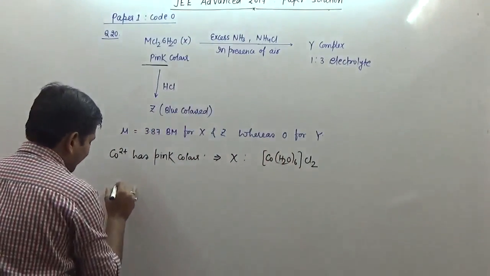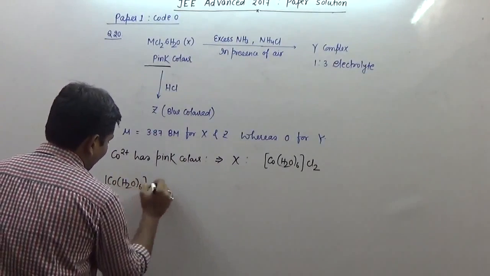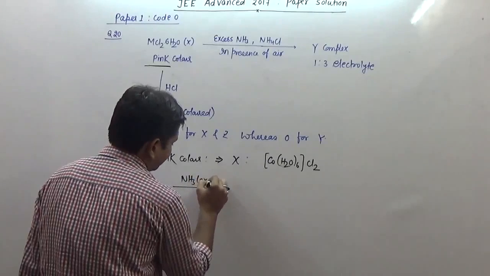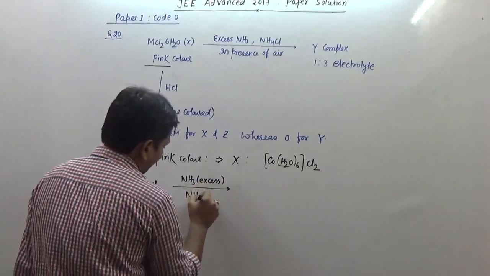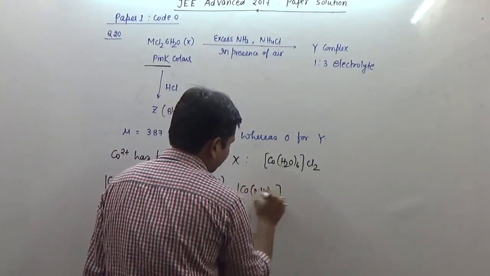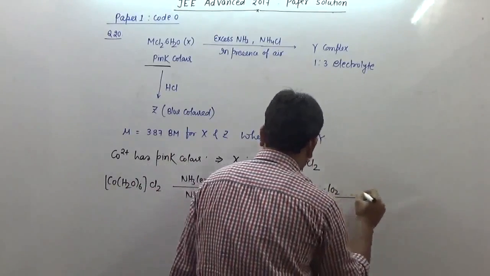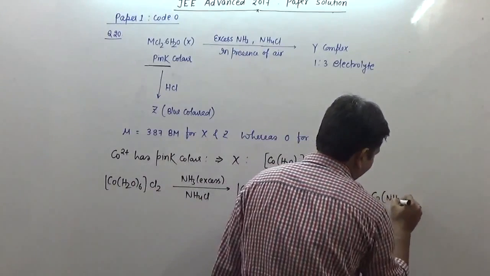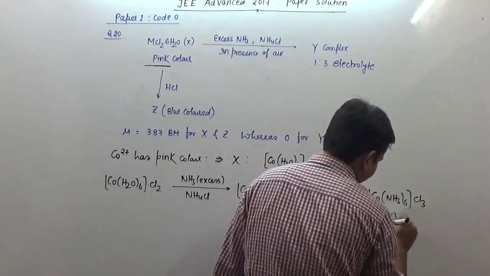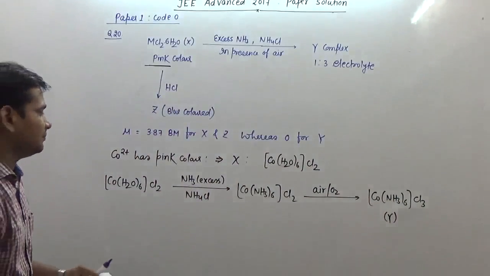So I am telling that NH3 is a strong ligand. If we react this with excess NH3 in the presence of NH4Cl, we will have [Co(NH3)6]Cl2, and again in the presence of air it gets oxidized. Cobalt will be oxidized to +3, and this is Y. This is the complex X and this is the complex Y.